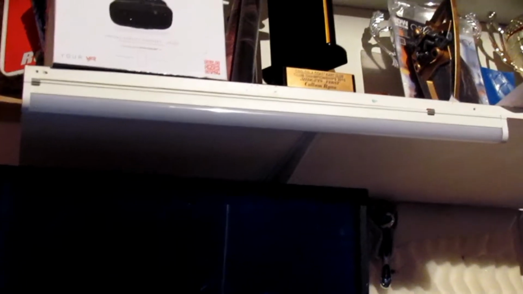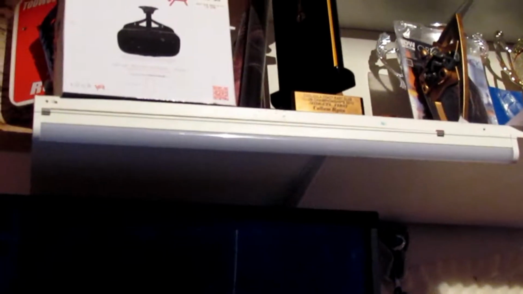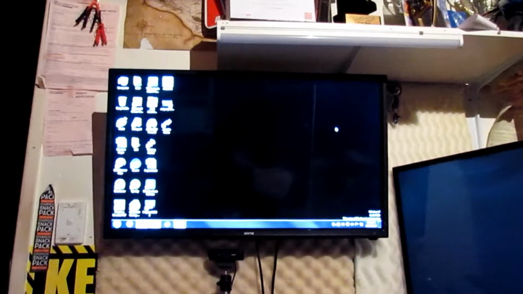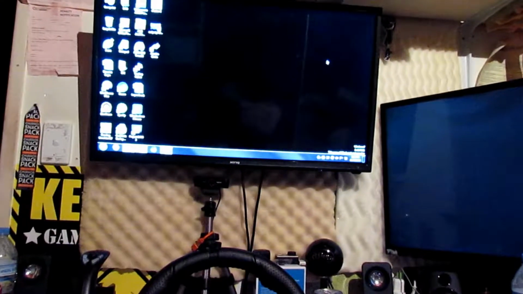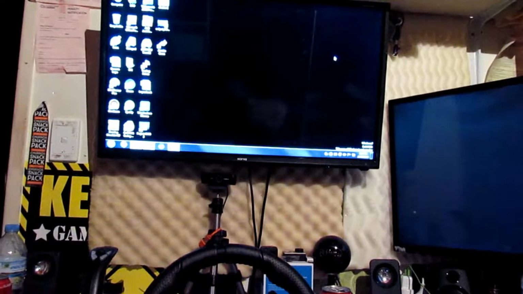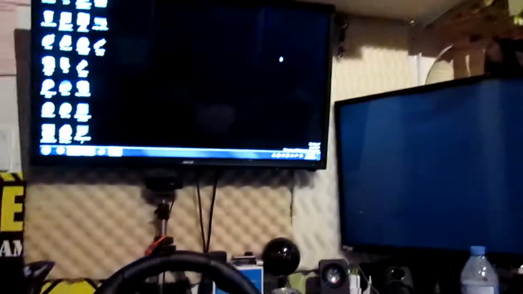But this is a light, it's a 900 lumens light. Not sure the specs of it anymore, but that's it. We have a VR for a phone. We have two 32-inch TVs by Sonic. So basically I got 64 inches of TV right here.